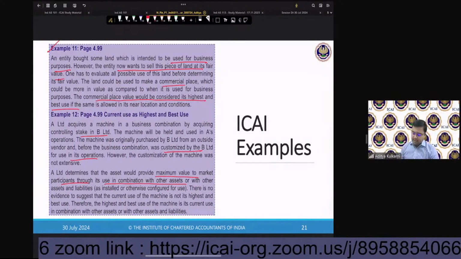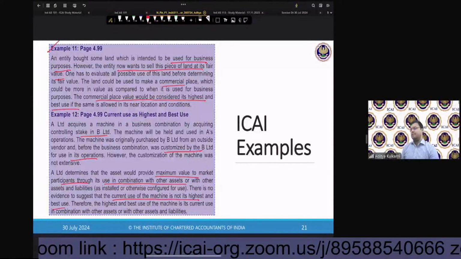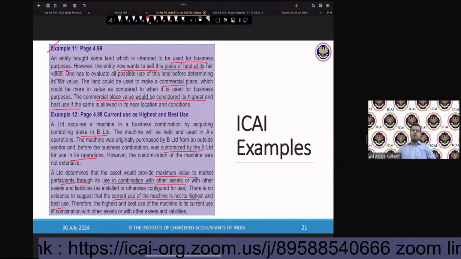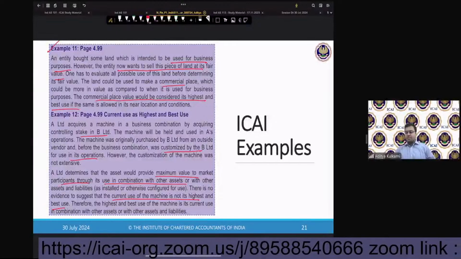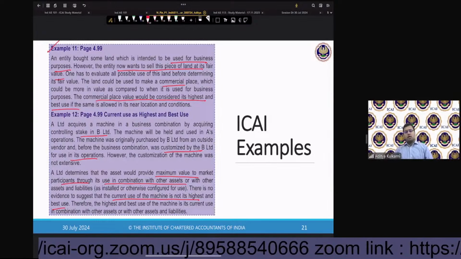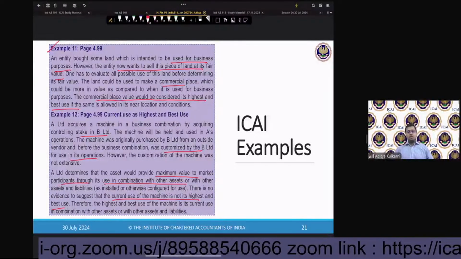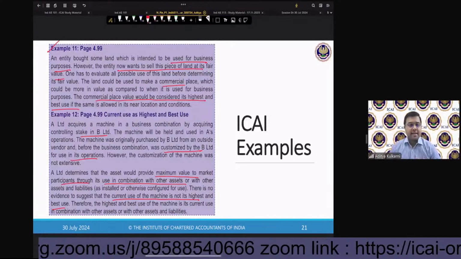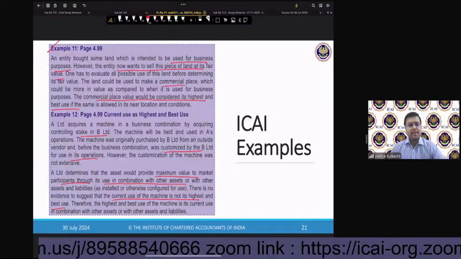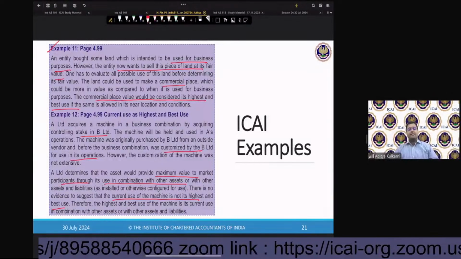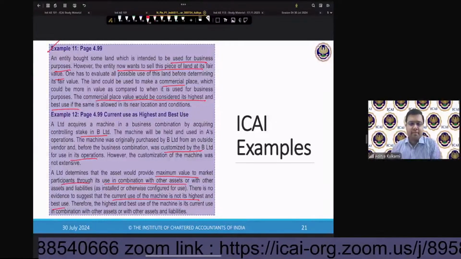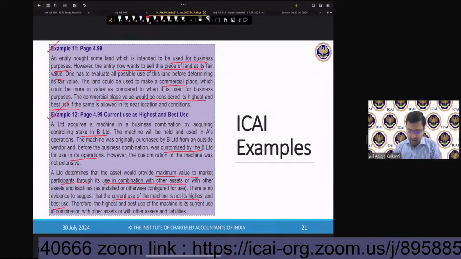No evidence to suggest that the current use of the machine is not its highest and best use, and therefore current use itself is its highest and best use. So many times what happens is the standard gives you the understanding that you need not go for a very big research. You are a prudent businessman, and therefore what you are doing currently with the plot, with the asset, we will take that only to be highest and best use. We will not consider anything else. Okay. So that makes it pretty much reasonable and simple from an understanding perspective.